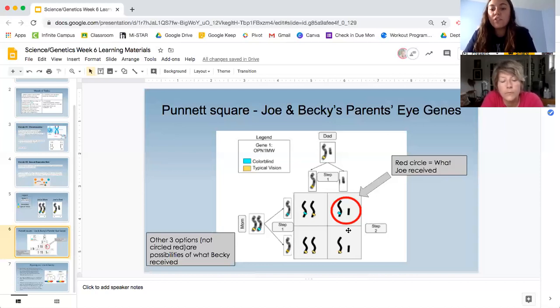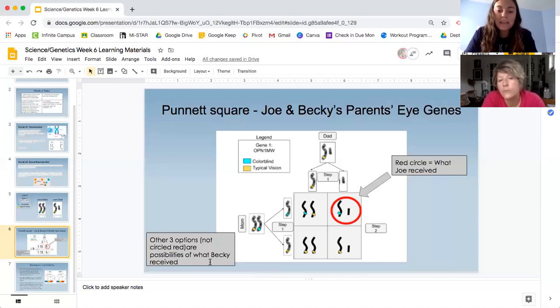Now this one that's circled in red, the combination is the Y chromosome from the dad, which we know is not linked on that, and then the colorblind X chromosome is on here. Because we have the colorblind X chromosome and the Y, which isn't affected, we have the color deficient vision here. Because only one of these four options turns into someone with color deficiency, we know that this is what Joe received from his parents. He received his mom's color deficient X chromosome and then his dad's Y chromosome.